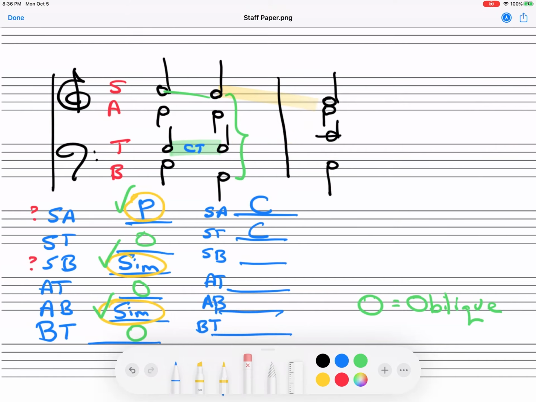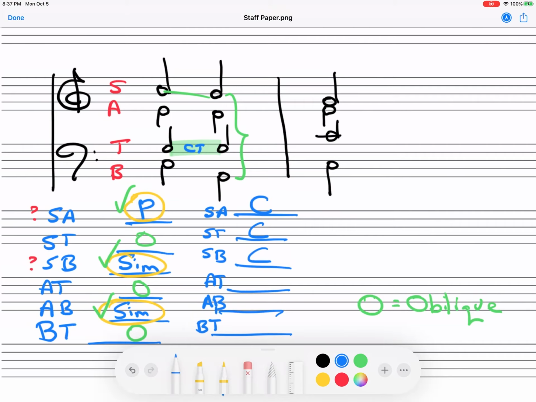Okay. The next one is the soprano and the bass. Well, you notice all of the bottom three voices are going up. Only the soprano is going down. So the soprano is moving in contrary motion to all three lower voices. So those are all contrary. Contrary motion is really useful. It's easy to hear. So when you have voices moving in opposite directions, you can really hear the voices as opposed to moving in the same direction.